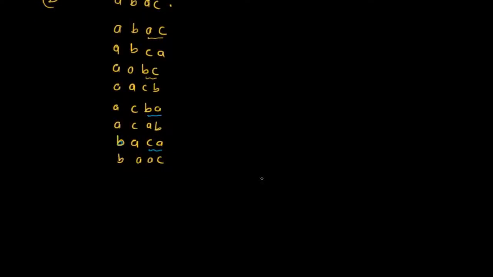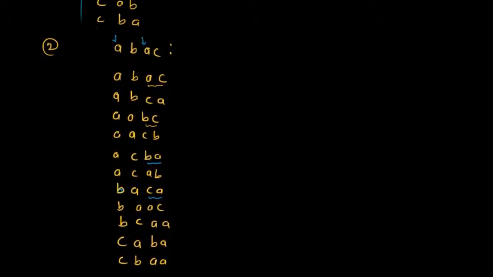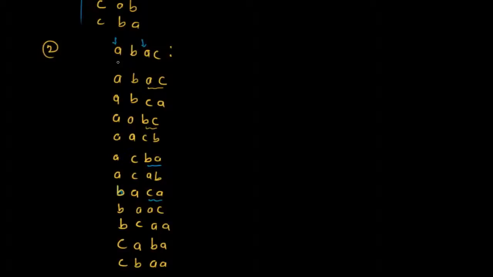Now we are in the B's. So remaining one B. So you have B, C, A, A, and then you have C, A, B, A. So you can also have C, B, A, A. So these are the total number of ways of arranging the letters A, B, A, C. If you look at the whole thing, I've listed all the possible arrangements of A, B, A, C.